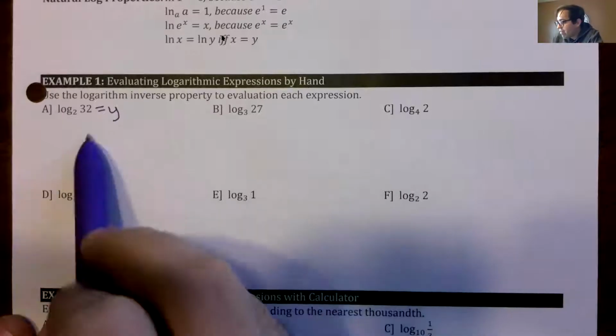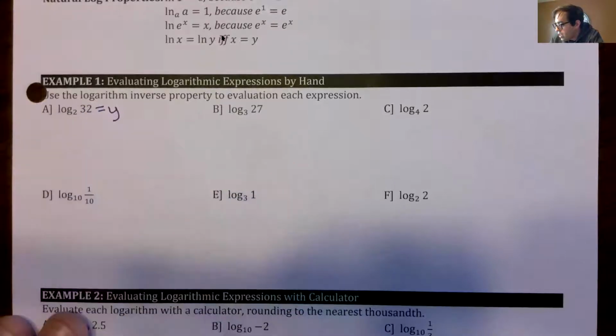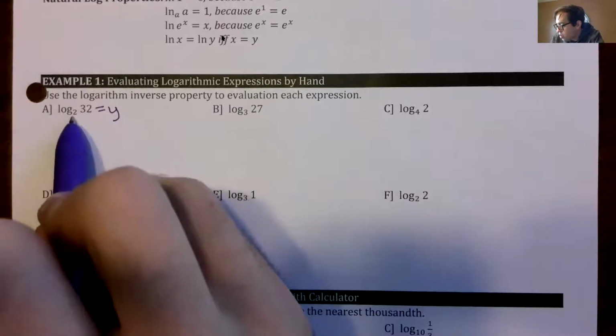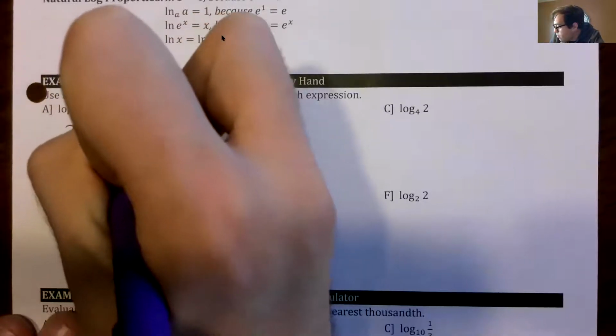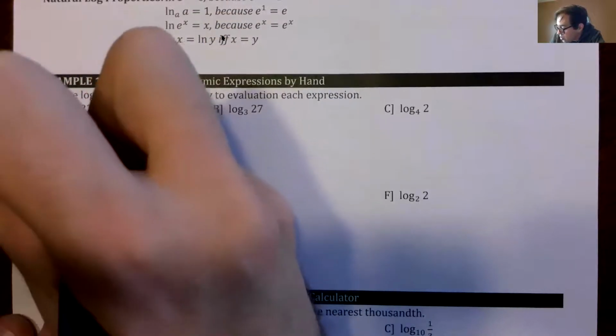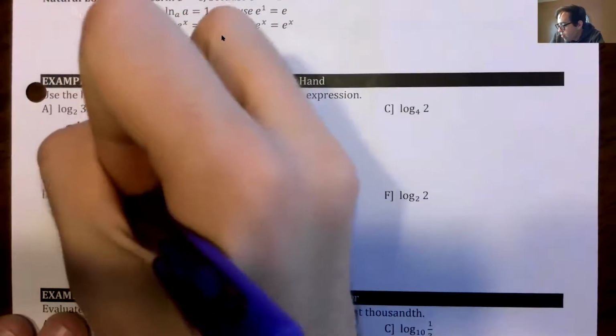Imagine that we have an equals y here. We are going to try to figure out what this expression equals without using a calculator by rearranging it using our exponential form, right? So this is logarithmic form. Let's switch it to the exponential form. So we say 2 to the y power equals 32. And I know that 32 is 2 to the 5th power. I could kind of think through that on my fingers if I wanted. 2 times 2 is 4, times 2 is 8, times 2 is 16, times 2 is 32. So we have a y of 5.